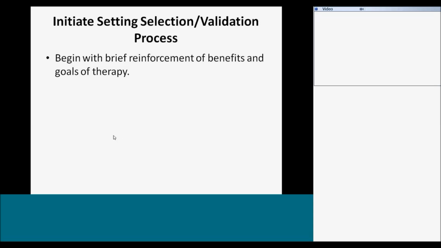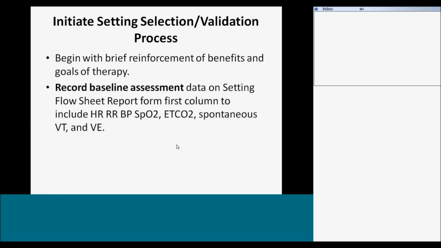Okay, so before you put the Curos on, you've already talked to them at some length. They've given you a commitment, but reinforce what your benefits and goals of therapy are, real briefly, and then initiate. You want to start with a baseline assessment. So what is the assessment data?